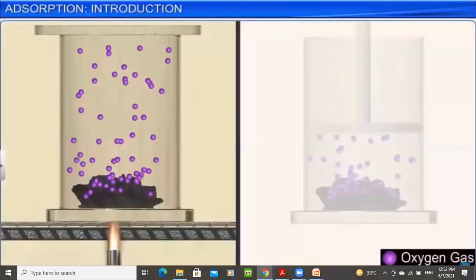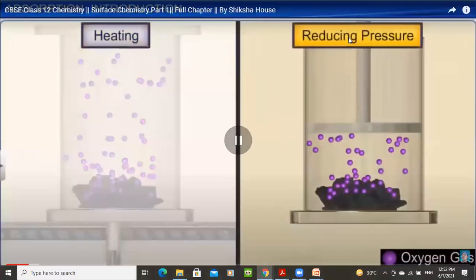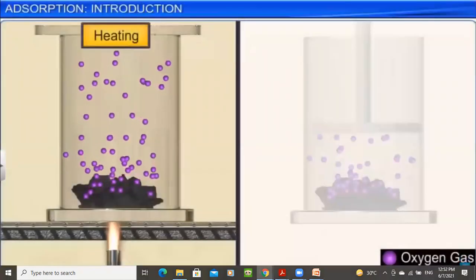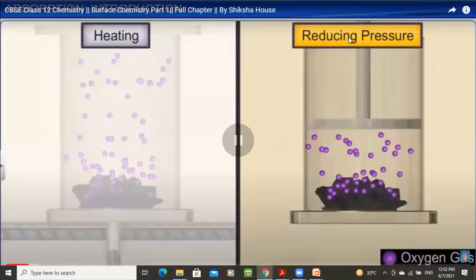This happens in two cases. First is when we increase the temperature, and the second is when we reduce the pressure. For example, if I increase the heat or temperature, desorption will take place. The kinetic energy of the molecules increases and they will leave the charcoal surface. And second is reducing pressure. If I reduce the pressure, what happens? The gaseous molecules will start leaving the surface of the charcoal and the desorption process takes place. This is how desorption happens, by increasing the heat or reducing the pressure.